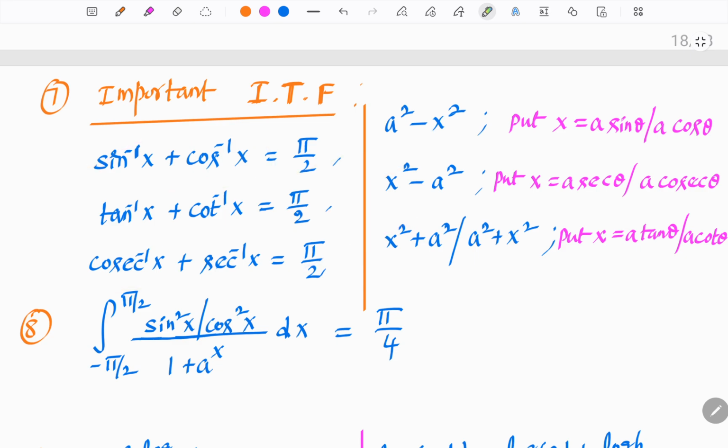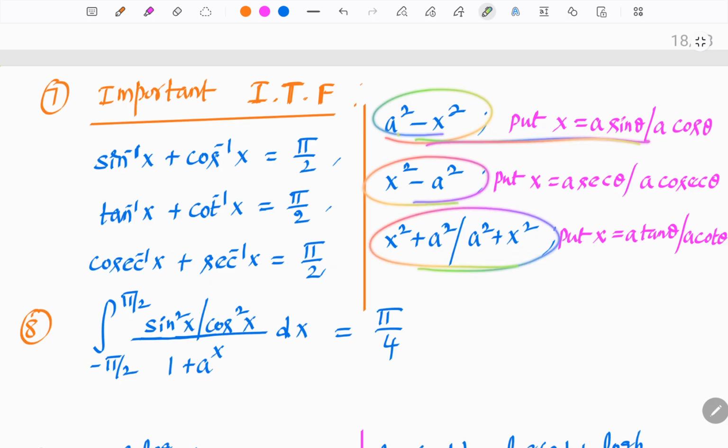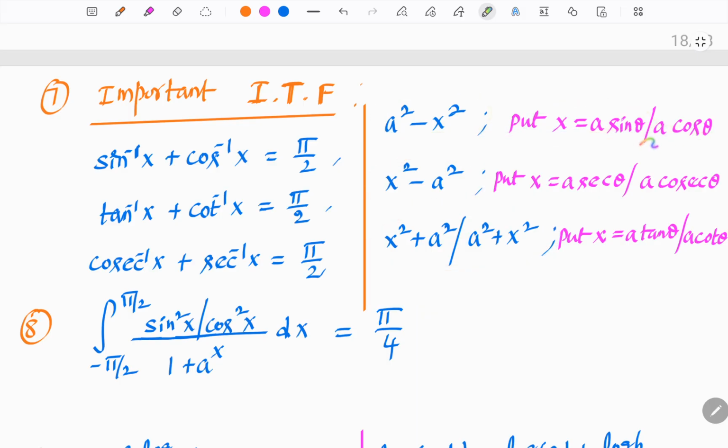And also make sure students, whenever your integral involves this form, what is the substitution? Trigonometric substitution. If it is constant square minus variable square, then x equals a sin theta or a cos theta, according to the question which you need to involve, that one only we will substitute, right? Coming to this one, if it is variable square minus constant square, then put x equals a secant theta or a cosecant theta. If it is either a square plus b square or b square plus a square, looks fine, right?